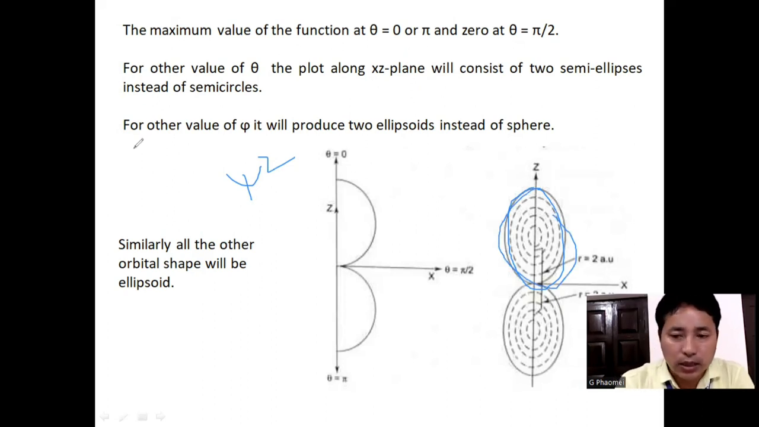So this is about the hydrogen atom and hydrogen-like atoms in quantum chemistry. And from here we have the ideas of the shapes of the s orbitals, p orbitals, and d orbitals. And thank you.